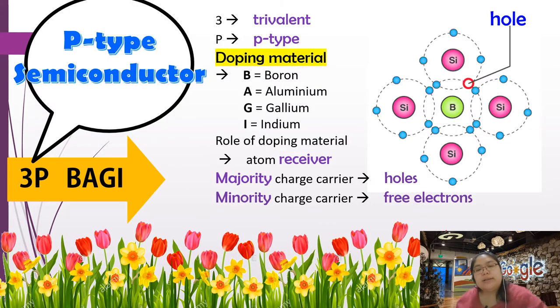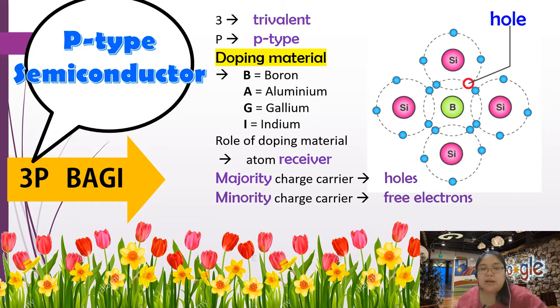Okay, now we're going to see how to produce a P-type. If you want to produce a positive type of semiconductor, we need to see what impurity we need to add. First, here got some hints to help you: 3P. After that they mention BAGI. Let's see what 3P and BAGI are. 3 stands for trivalent. Trivalent means you got 3 electrons. P stands for P-type. So this is a P-type.